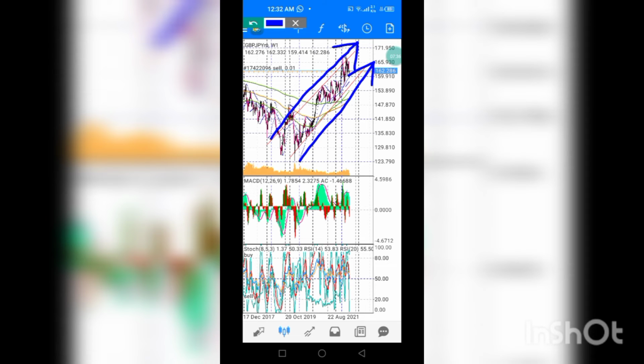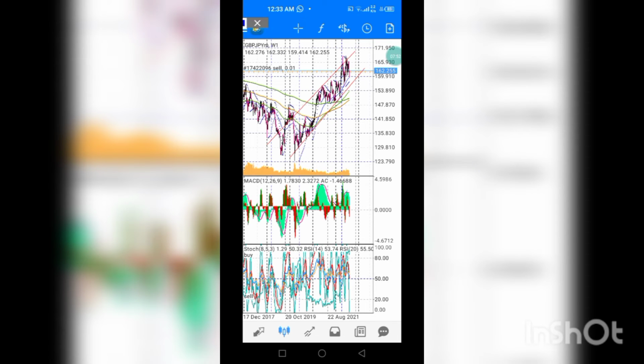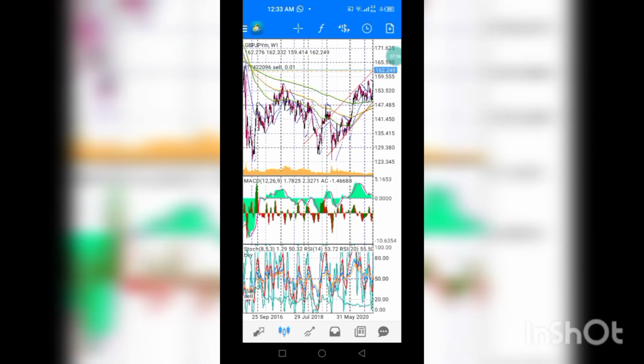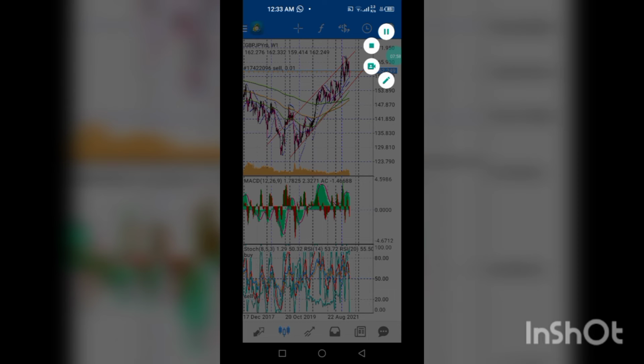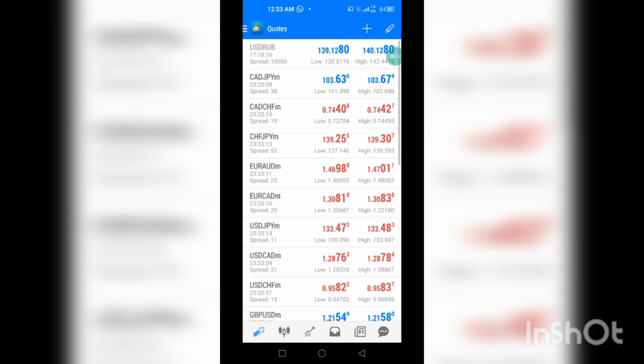One more example. Let me show you an example of a downward trend. Let me find a trend for you guys. So when you're in an upward trend, you buy. But when you're in a downward trend, you sell. Let me show you an example of a downward trend before we call it a day.